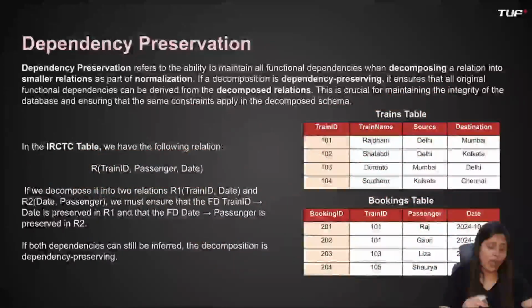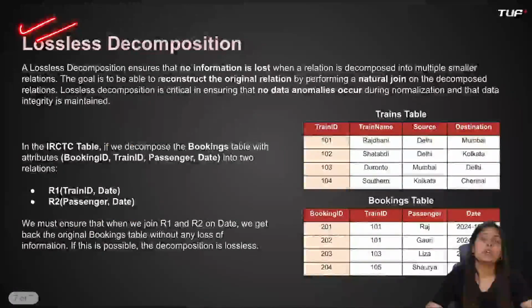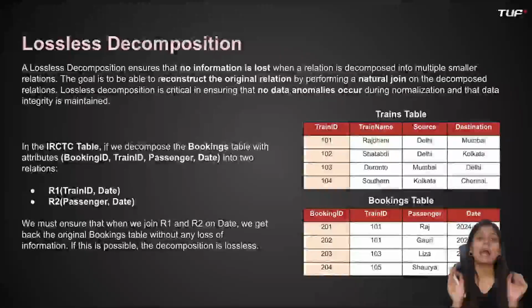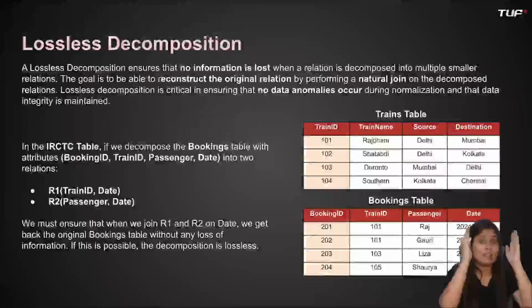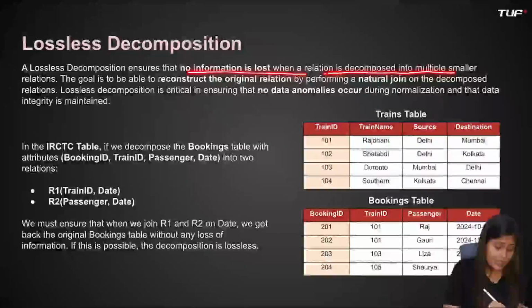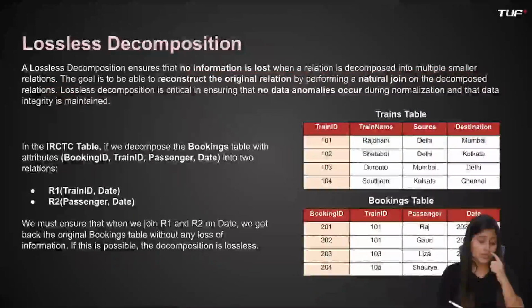Okay. Now next is lossless decomposition. So it is also similar to dependency preservation. Here we talk about how we should not miss any attribute or column when we are dividing the larger table into smaller tables. How? It ensures that no information is lost when a relation is decomposed into smaller relations. So let's see how we might lose the information.